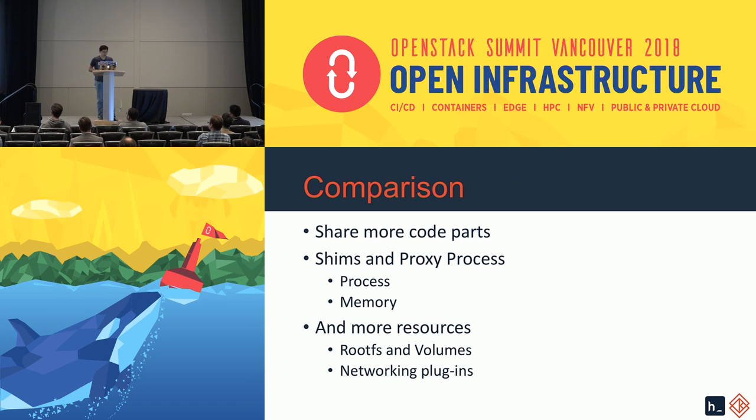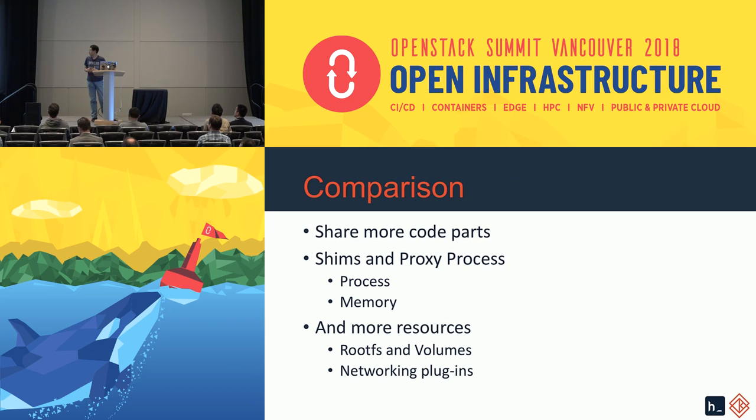And about more resources, currently for the frakti part, we could insert the rootfs and the volumes as block devices for the Kata containers, and could use some additional network plugins for them. But in the CRI-O and Kubernetes part, the good thing is that it's fully compatible with the runC part. So you could just use the same image storage for both runC and the Kata containers.